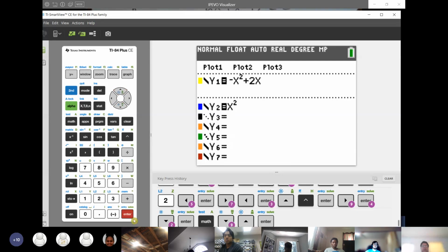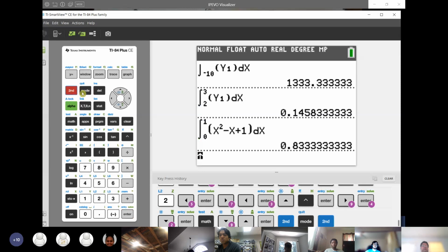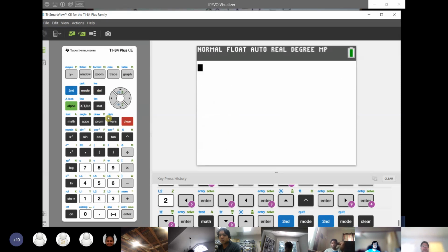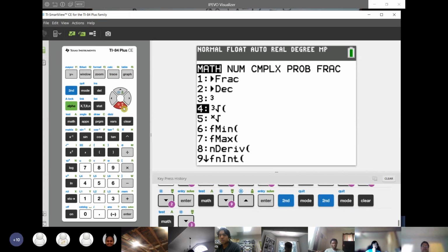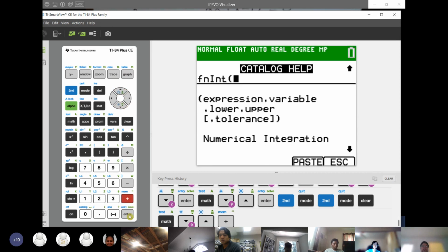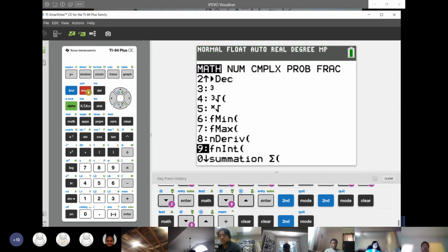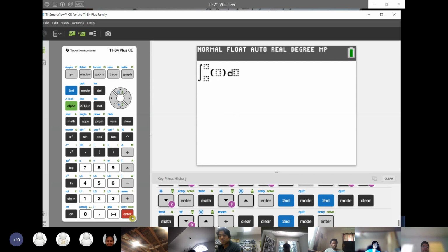Why did it go there? It's not supposed to go there. Second, quit. Clear. Let me try that again. Math, derivative, I'm sorry, integral. I think I just might as well just quit. It's the third time I've tried this.